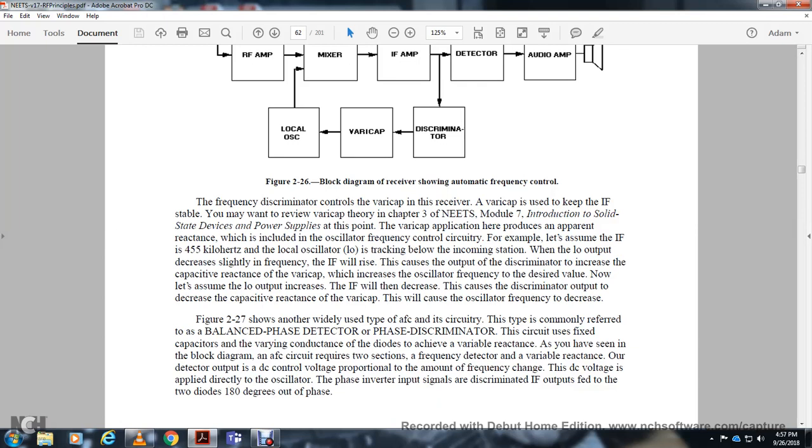module 7, Introduction to Solid-State Device Power Supplies. At this point, a varicap application produces an apparent reactance, which will be included in the oscillator frequency control circuit. For example, let's assume the intermediate frequency is 455 kilohertz, with the local oscillator tracking below the incoming station. When the local oscillator output frequency decreases slightly, the intermediate frequency will decrease. The output of the discriminator will increase the capacity and reactance of the varicap, which increases the oscillator frequency to the desired value.